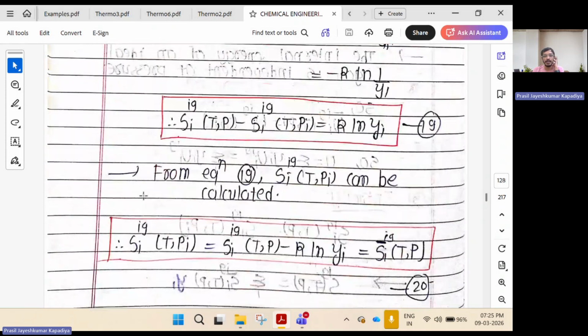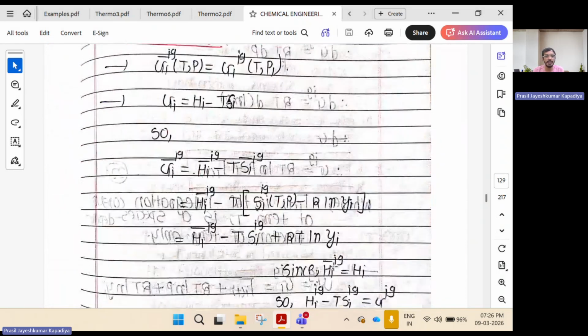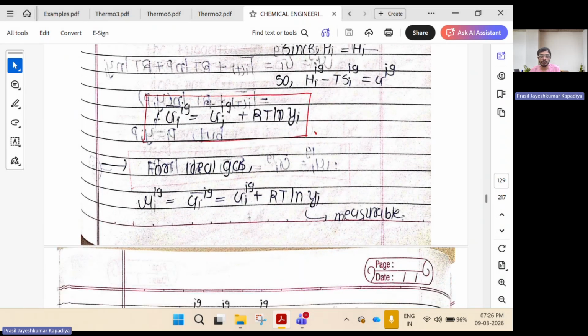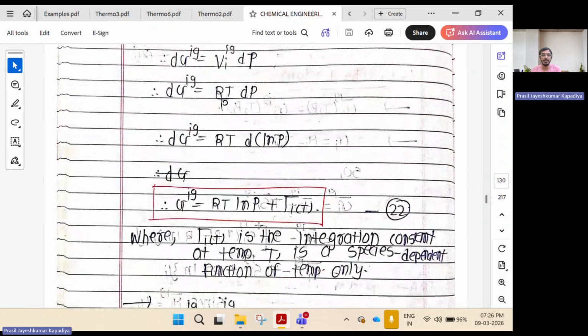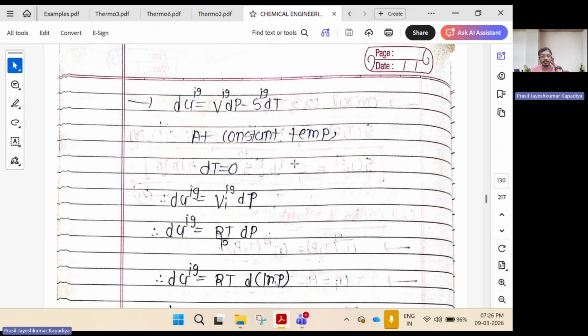So we found that the partial molar entropy of component i in the mixture is equal to Si as if it were an ideal gas at T and P, minus R ln yi. And Gibbs free energy is nothing but H minus TS. From there, we find that the partial molar Gibbs free energy of component i in the ideal gas mixture is equal to its pure component Gibbs free energy Gi ig plus RT ln yi. Then we try to find Gi ig, and we end up with RT ln P plus gamma of T, which is dependent on temperature, because here we are dealing with constant temperature. At a particular temperature, we want to find this.